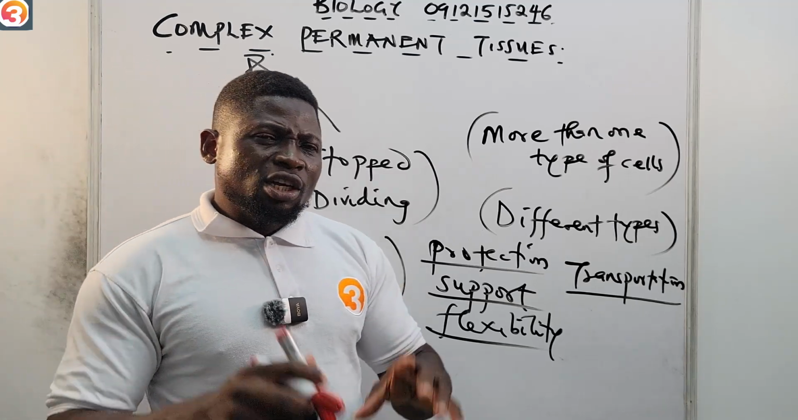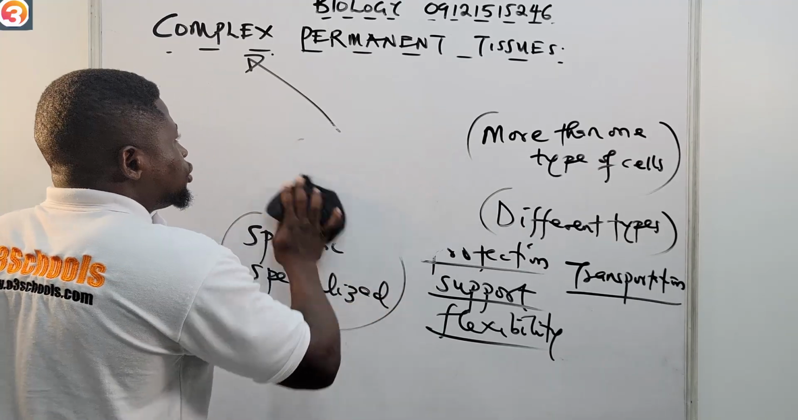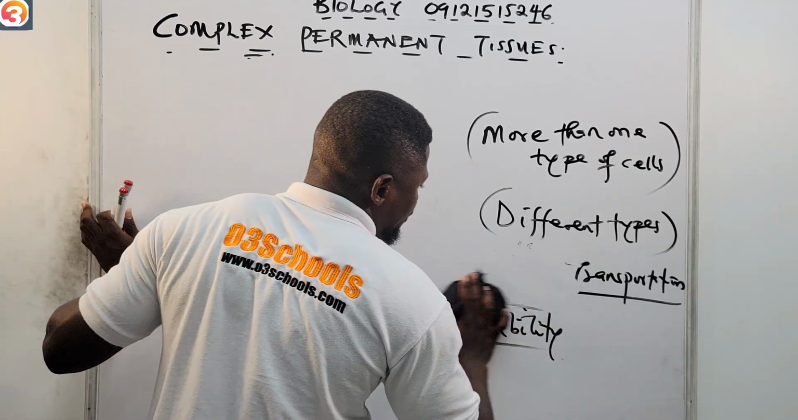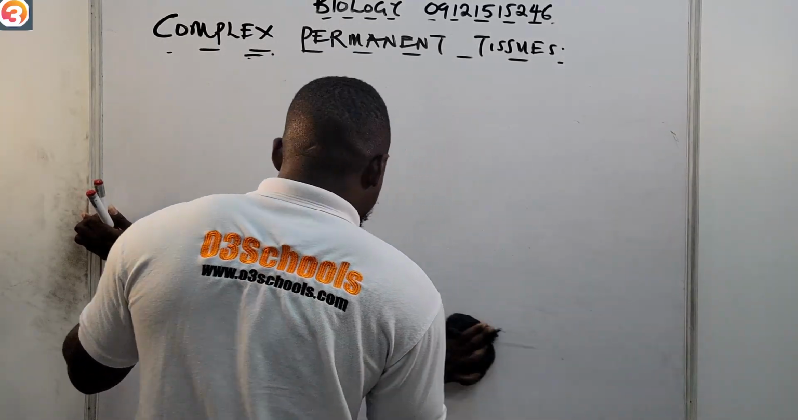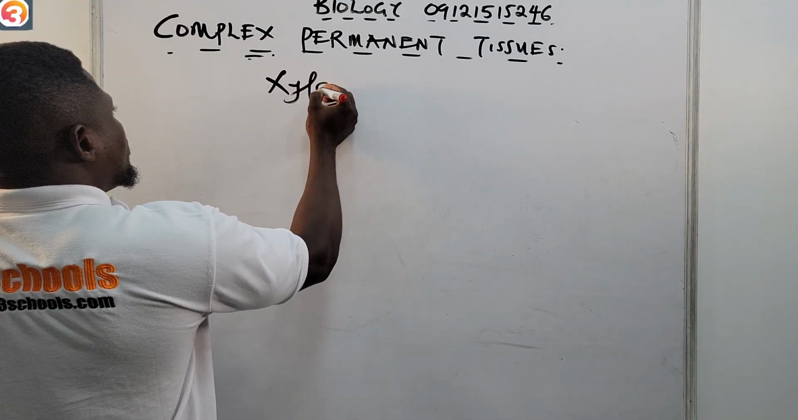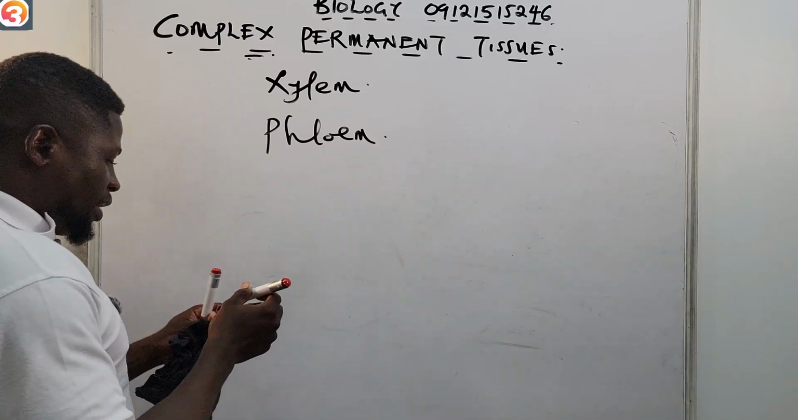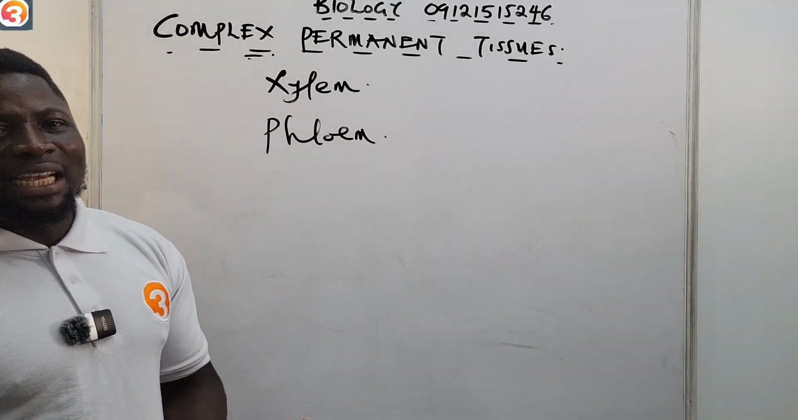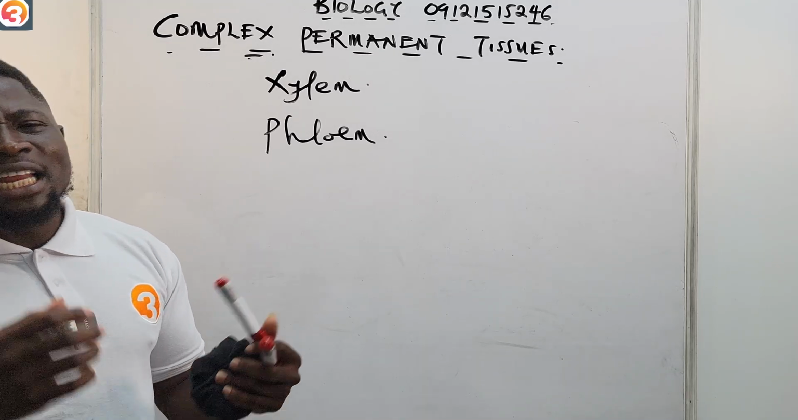So there are two types of complex permanent tissues. Let us go to that part. There are two types of complex permanent tissues, and of course, you know them very well. They are the xylem and the phloem. Number one, the xylem. Then number two, we have the phloem. So these are the two types of complex permanent tissues that we have, the xylem and the phloem. All right, so now what does the xylem do?